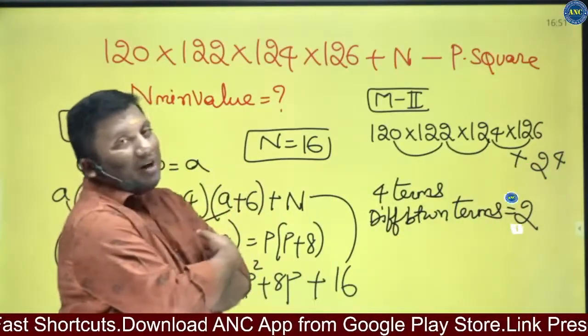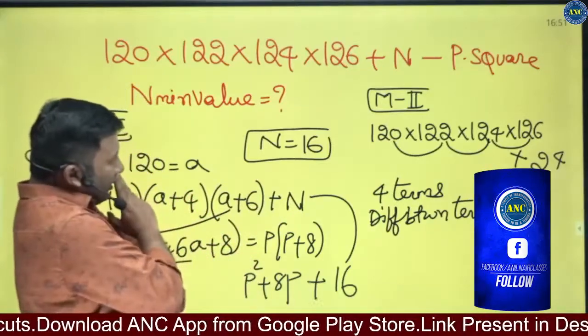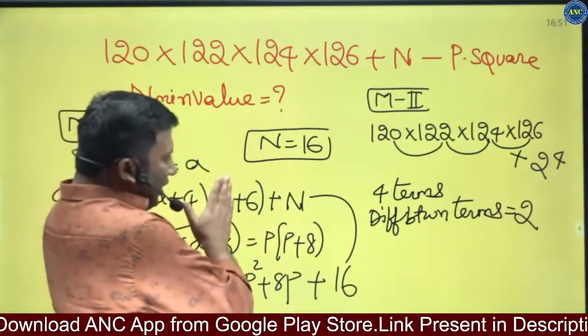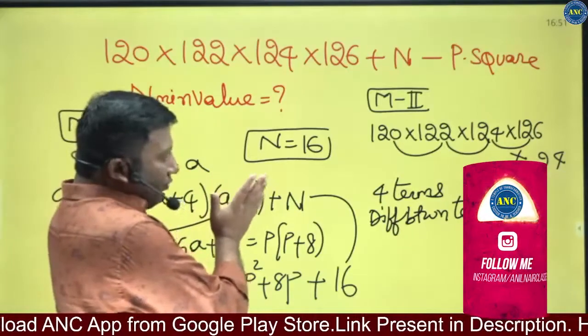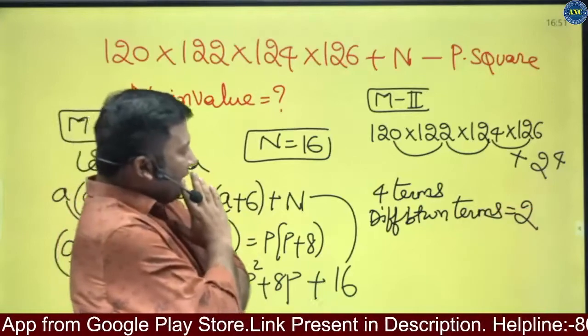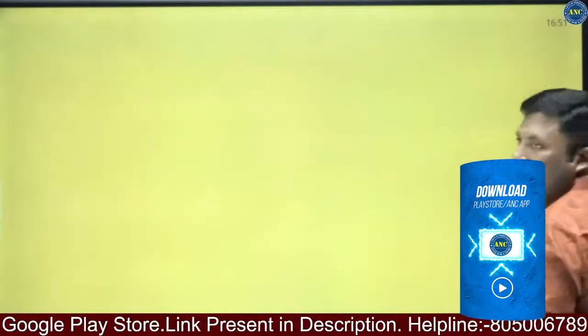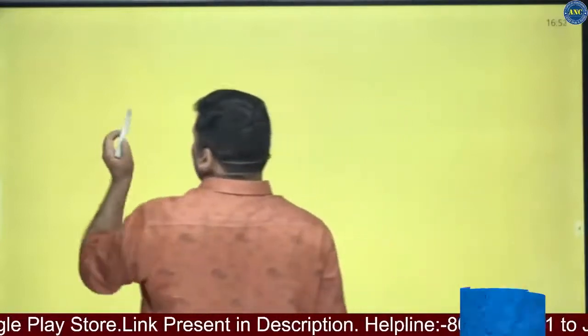Sir, how is that formula derived? I am more interested in that approach. 120, 122, 124, 126, plus n, it is a perfect square. Now, listen carefully. How am I solving this question? Listen carefully.